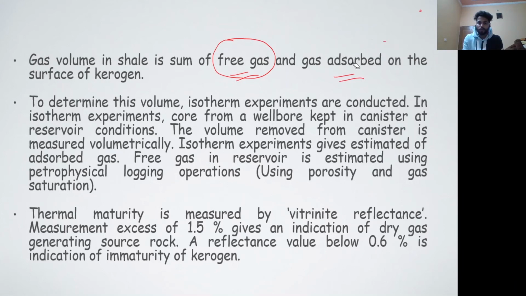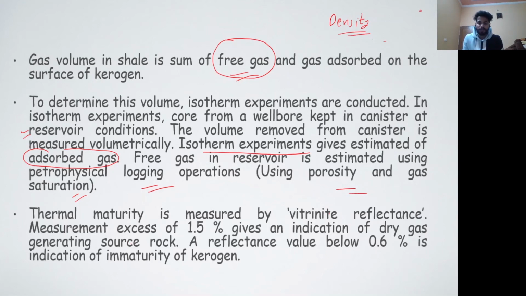Then once you take a core sample and you put it in a canister at reservoir condition, the volume removed from the canister is measured volumetrically. Isotherm experiments give the estimated amount of adsorbed gas. Okay. Free gas in the reservoir is estimated using petrophysical logging operations using porosity and gas saturation. So eventually, after resistivity logging, you can utilize density logging or neutron logging to estimate porosity and eventually saturation of gas. Okay.